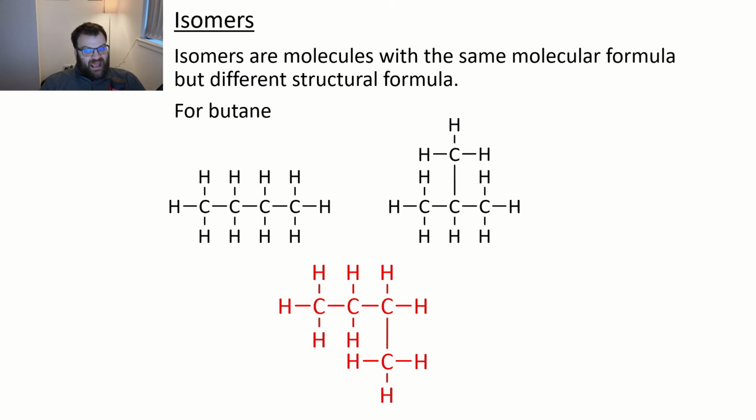The second one is called 2-methyl propane. We'll get 3 carbons in the longest chain, 1 sticking out as a branch. Watch out for ones like the ones in red, but at first glance it looks different to the top 2.